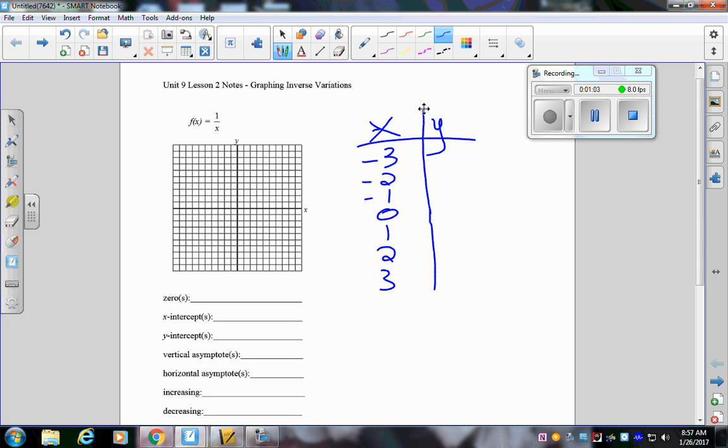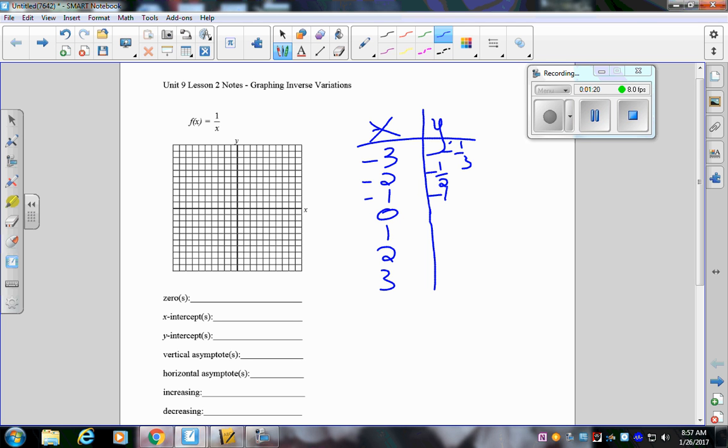All right, so my function is just 1 divided by x. So I'm just going to go through and put pretty much 1 over x. So if x is -3, y is -1/3. When x is -2, y is -1/2. All right, I have -1.